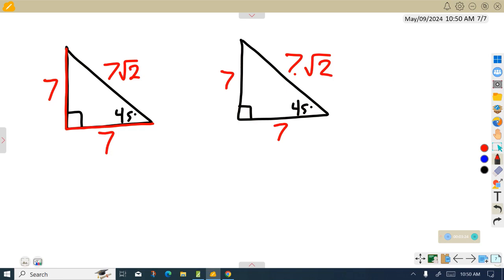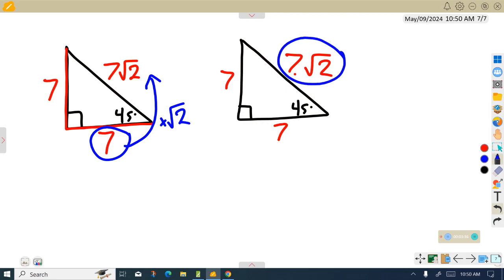We got to understand that when I start with this number and I want to get the hypotenuse, I'll have to multiply by the square root of 2. But if I'm going backwards, if I start with the hypotenuse and I want to figure out what the leg would be, then I have to divide by the square root of 2. So we've been trying to study what it really means to divide by the square root of 2. What does it mean?